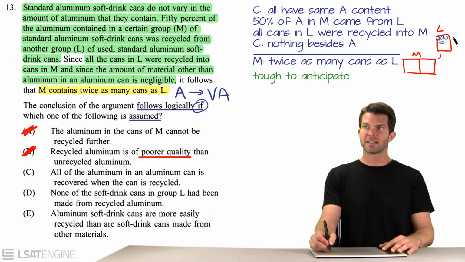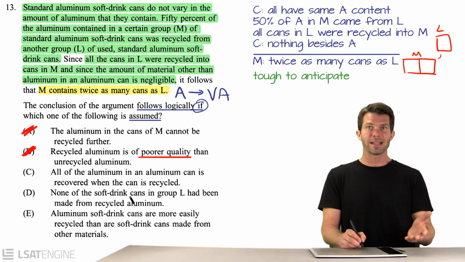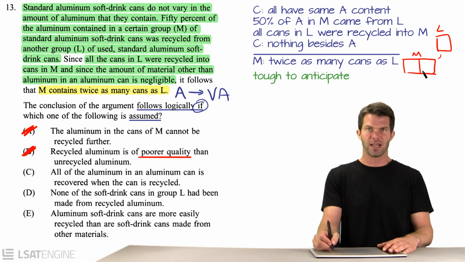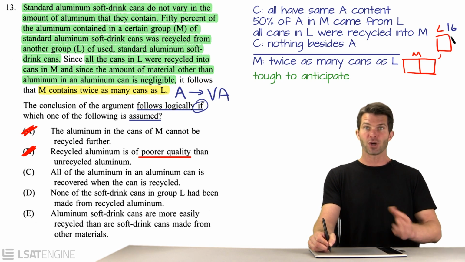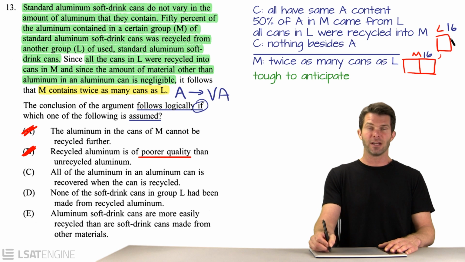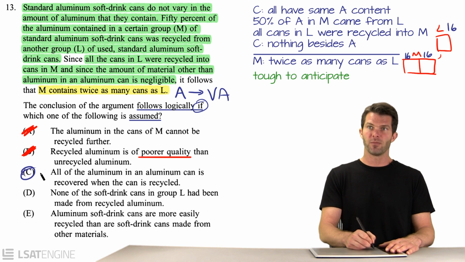And that's really tough to see up front, but now that answer choice C is posing that to us, you can see that it helps, and you can also see that it kind of guarantees the conclusion. If this has 16 cans worth of aluminum, and it's all recovered, and it all went into here, that pretty much guarantees that M is going to end up with 32 cans, twice as much. And so C is both helpful and a guarantor.